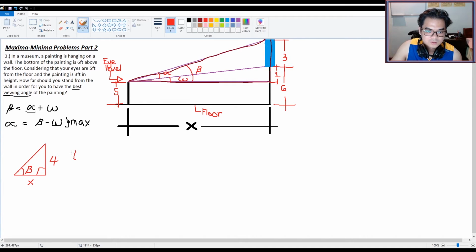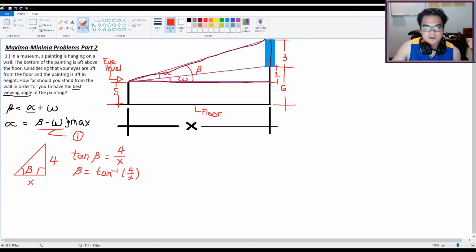Therefore, tangent beta must be equal to 4 over x, or beta is equal to arctan of 4 over x. Okay, let's say that this is your equation 1.